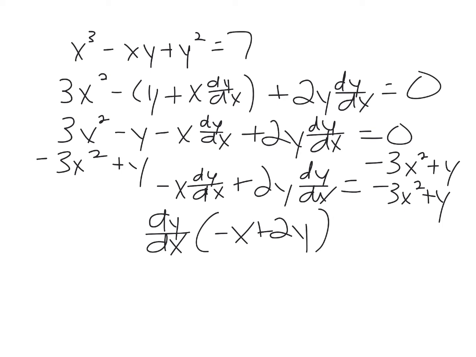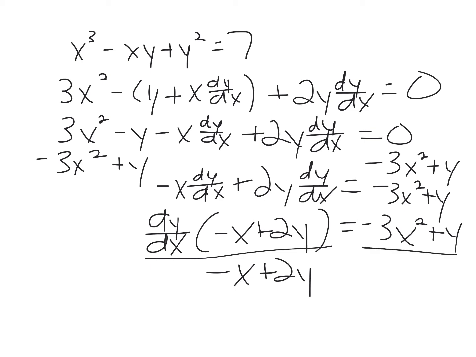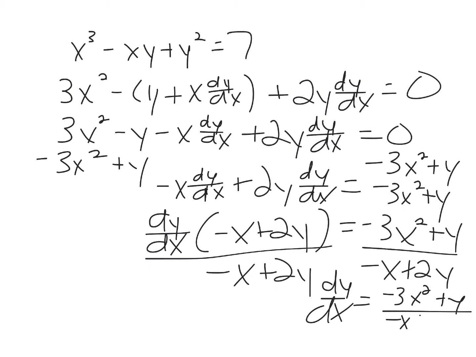Both terms have it, because as we said in step 2, we need to move all the dy dx to one side and all the non-dy dx to the other. We can't factor it out unless that happens. We did it, and then we factored out. And now, step 4, solve for dy dx. So I just divide by whatever I have in these parentheses, and that is your answer. dy dx is equal to negative 3x squared plus y, divided by negative x plus 2y.